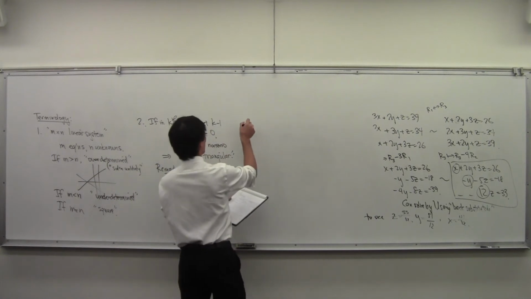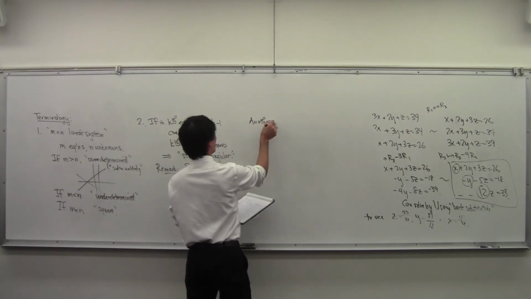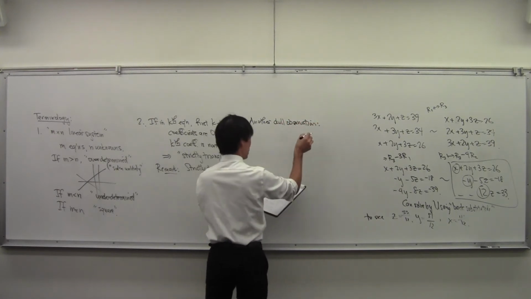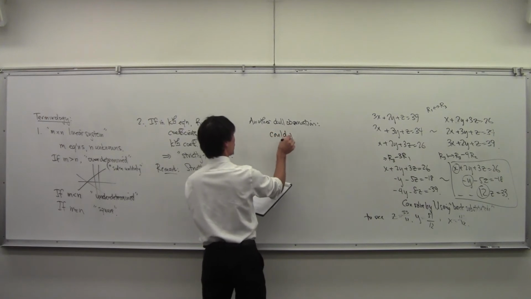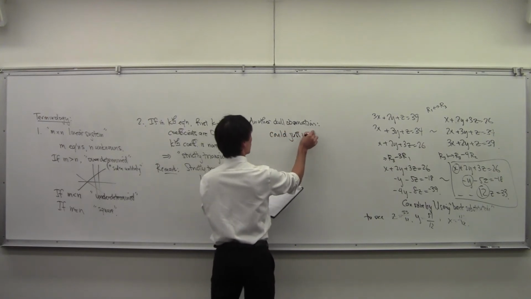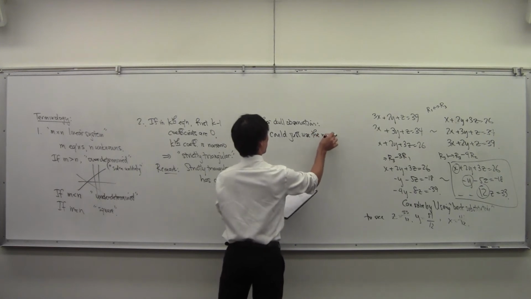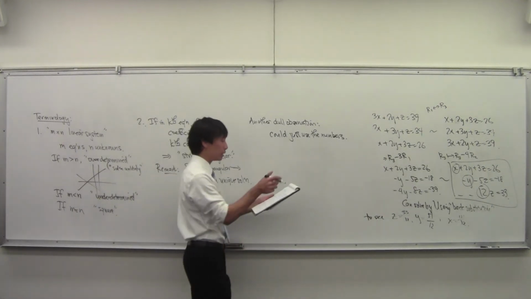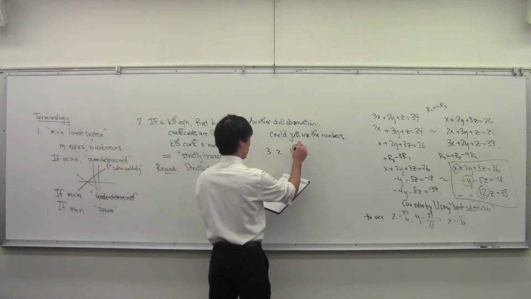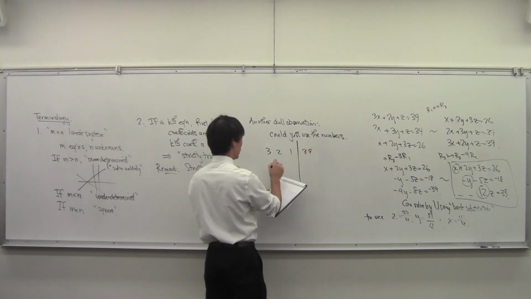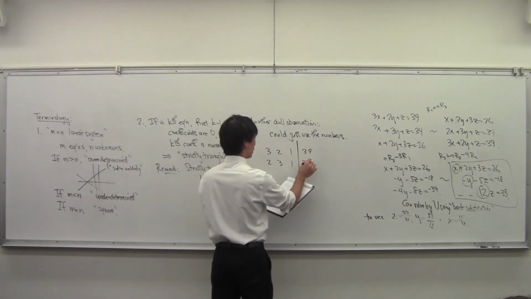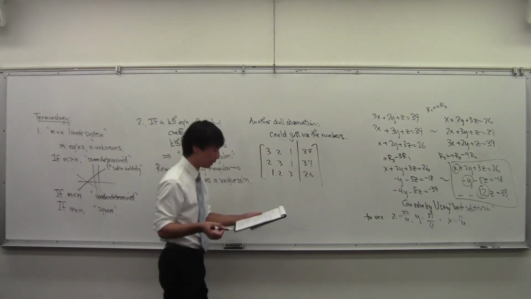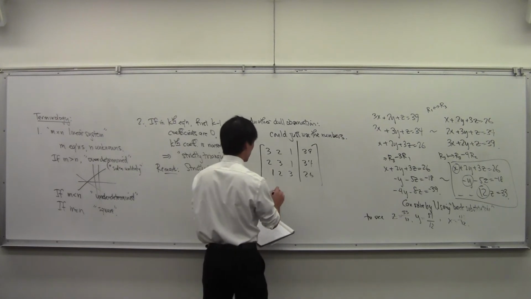Okay, so another sort of dull observation that we can make is that we could just use the numbers. Right? We don't need to write out the x, y's, and z's every time. You know, we could just write down 3, 2, 1. So here's how we usually do it. We write down the numbers: 1, 2, 3, 26. So you make something called an augmented matrix.